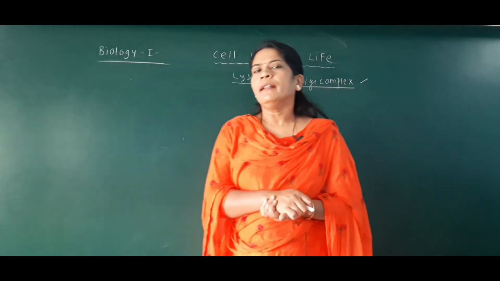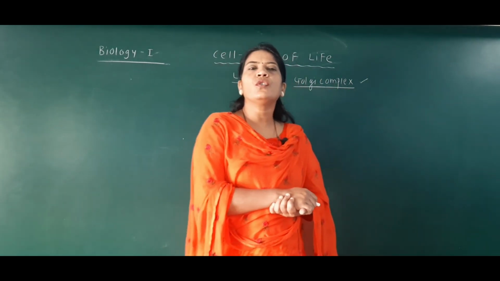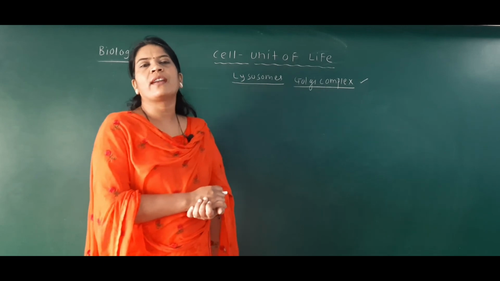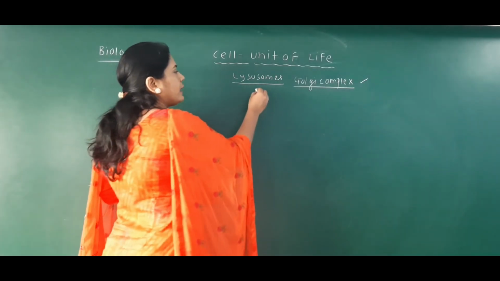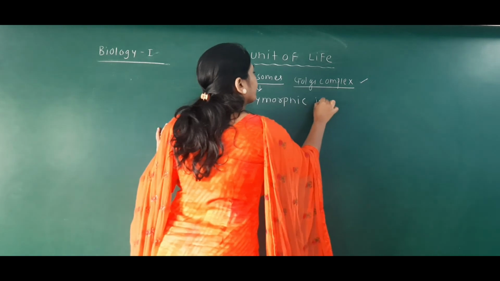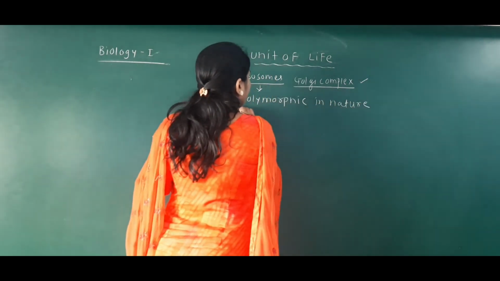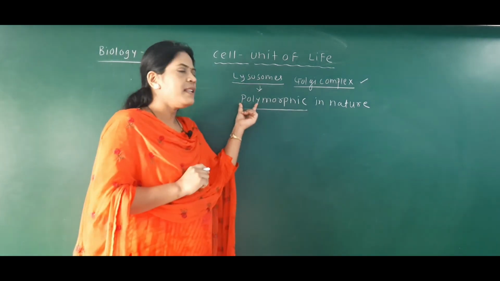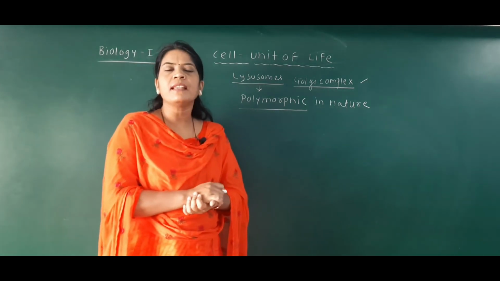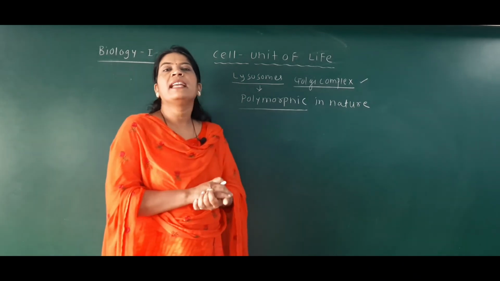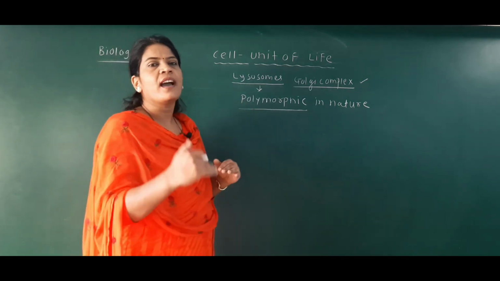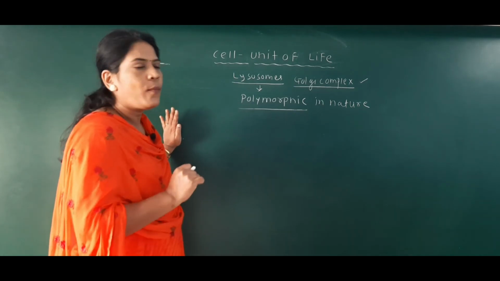Okay, so this is a very important thing, that lysosomes are formed from the Golgi body or the Golgi complex. Now we'll see why the lysosomes are called polymorphic in nature, because if the question is asked which cell organelle is polymorphic in nature, these lysosomes are called polymorphic in nature. Poly means many and morphic means form. That means this lysosome is present inside the cell in many forms. So it is called polymorphic.